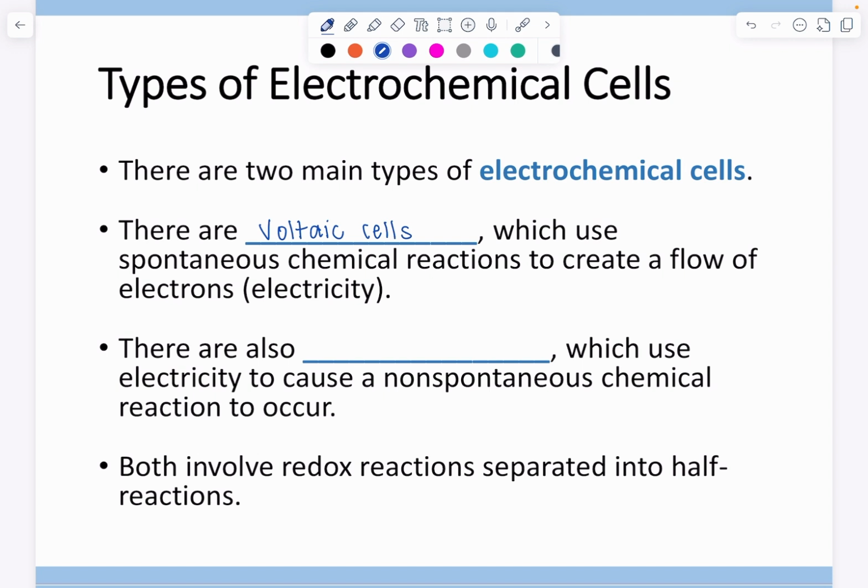There are also electrolytic cells. We are mostly focusing on voltaic cells in our class, but electrolytic cells use electricity to cause non-spontaneous chemical reactions to occur. Either way, both of these involve redox reactions that are thought about and can be separated into these half reactions. And they are physically separated.